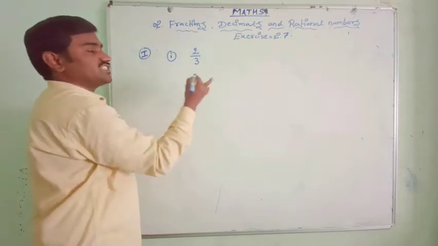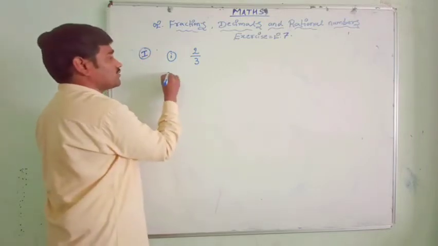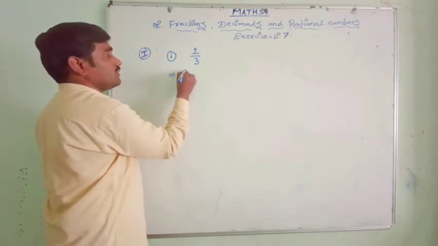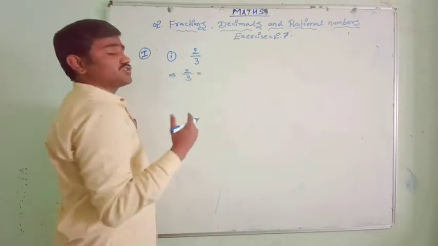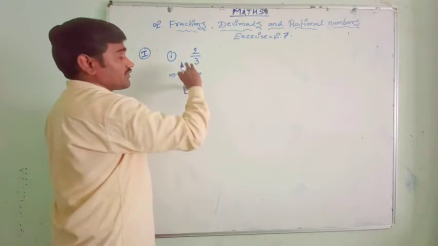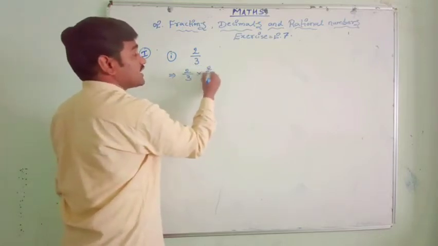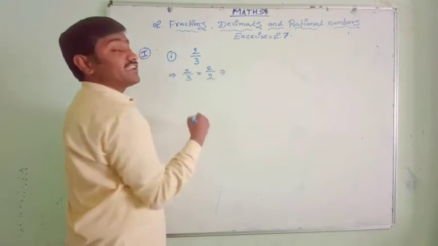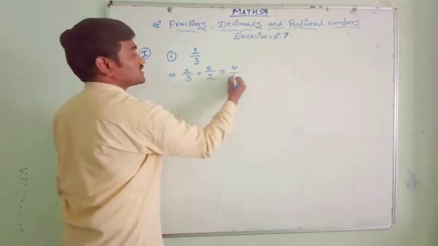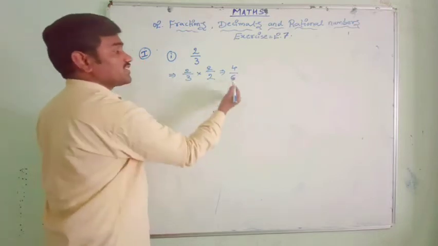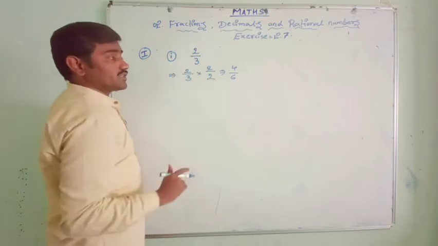Let us find three equivalent rational numbers. To get an equivalent rational number, see this 2 by 3, you multiply to the numerator and denominator. If you multiply with the same number, you will get equivalent rational numbers. So 2 2s are 4, 3 2s are 6. Okay, 4 by 6 is one of the equivalent rational numbers of 2 by 3.